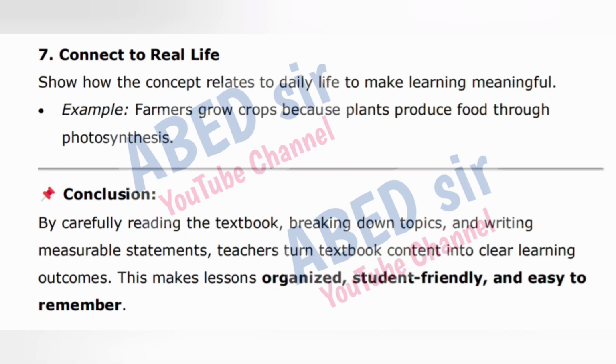7. Connect real life. Show how the concept relates to daily life to make learning meaningful. Example: farmers grow crops because plants produce food through photosynthesis. Conclusion: by carefully reading the textbook, breaking down topics, and writing measurable statements, teachers turn textbook content into clear learning outcomes. This makes lessons organized, student-friendly, and easy to remember.